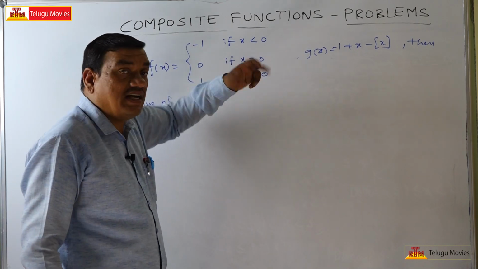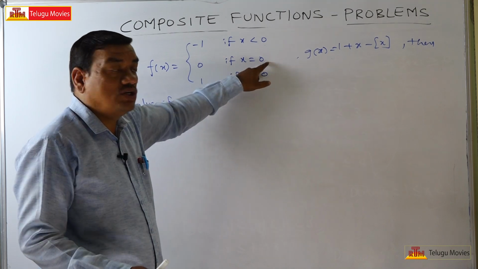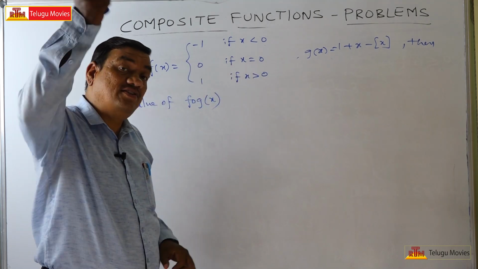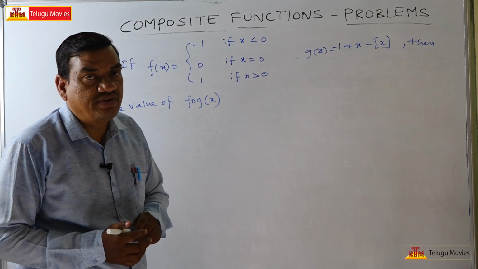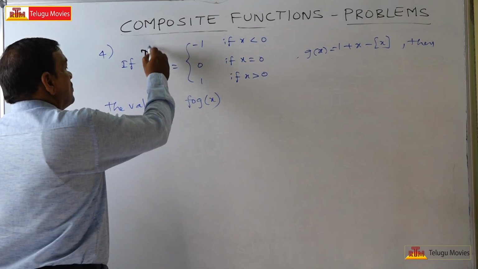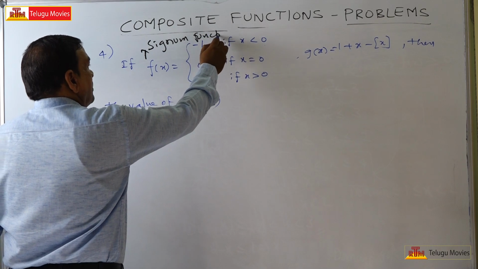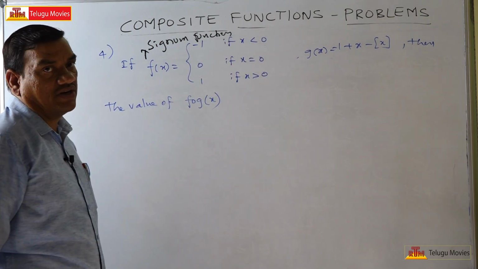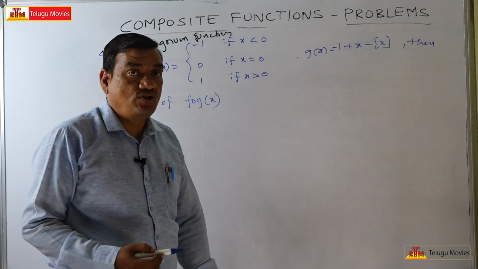That means if x less than 0, your image is minus 1. For x equal to 0, it is 0. If x greater than 0, it is 1. This is called a piecewise function, and moreover, if you remember, this is called the Signum function. The name of this function is Signum function. Yes, I already explained it in the types of functions.